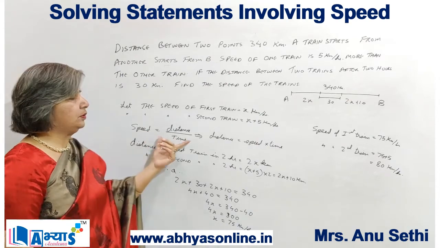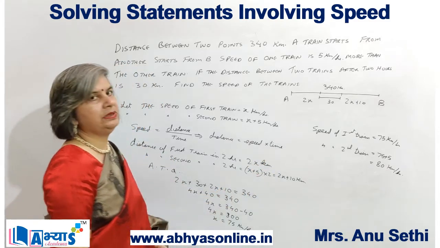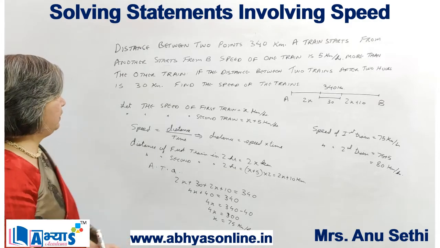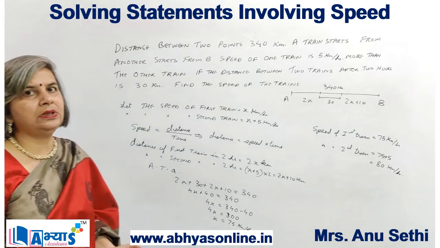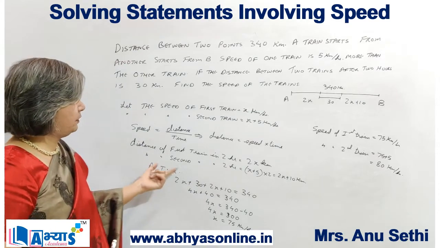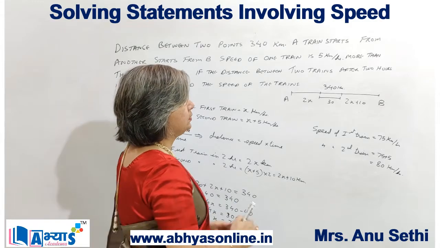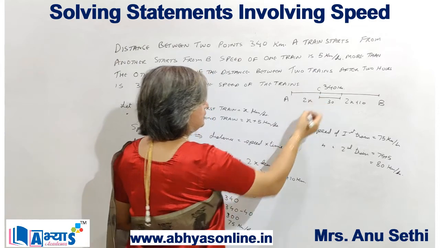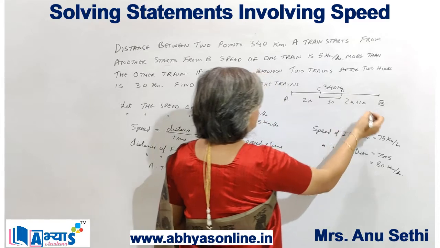We know that speed is equal to distance upon time, and from this we derive that distance is equal to speed into time. That means if we multiply the speed with the time, we will get the distance travelled. So the distance travelled by the first train in 2 hours is 2 into x, because 2 is the hours and x is the speed, so the distance will be 2x. And the distance travelled by the second train will be x plus 5 into 2, that means 2x plus 10. So if we say that A reaches point C, then the distance between A and C is 2x, and the distance between B and D is 2x plus 10.